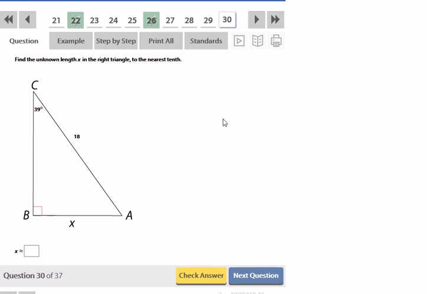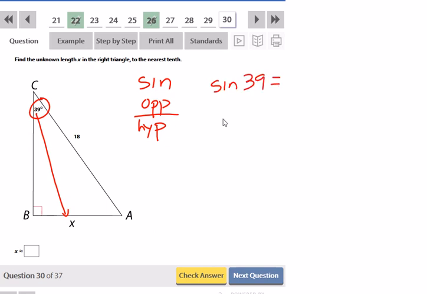Find the unknown length of x. Okay, so here, based on this angle that they're giving me, 39, x is the opposite leg, 18 is the hypotenuse. So for our trig functions, opposite and hypotenuse is the SO. Its sine is opposite over hypotenuse. It's the SO in SOHCAHTOA. So my trig function I'm going to use is sine of the angle, which is 39, is equal to x over 18.